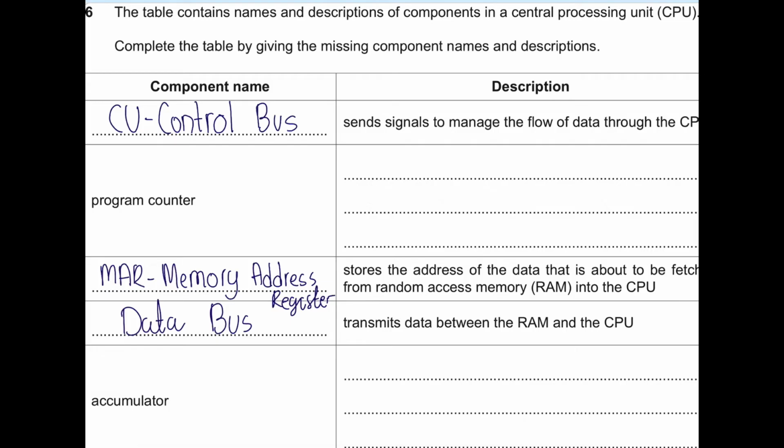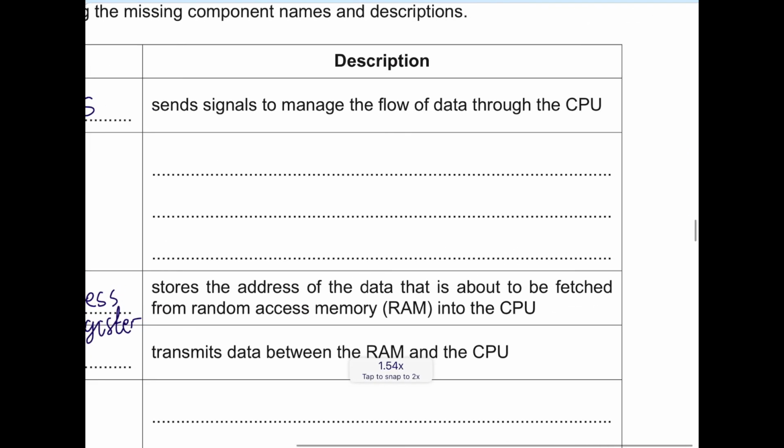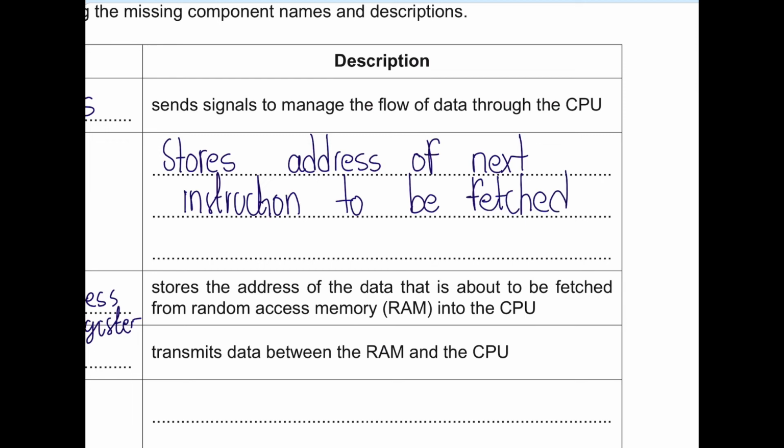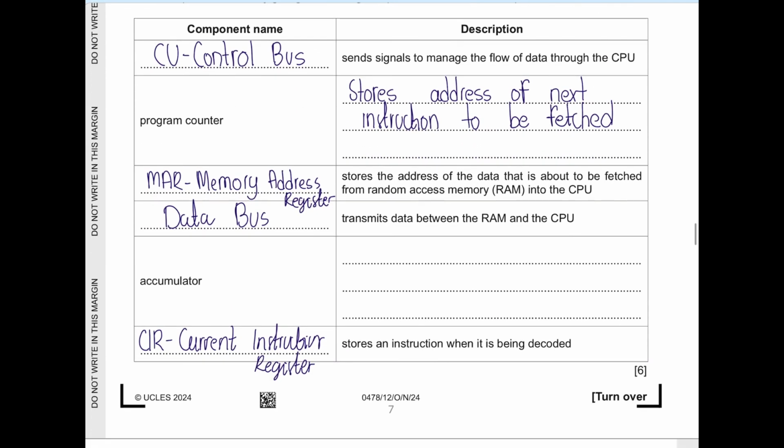After that, it says you define a program counter. What the program counter does is it stores the address of the next instruction to be fetched. It stores the address of the next instruction that has to be fetched. Whenever you want to fetch the next instruction, the address of the next instruction is found in the program counter and will move to the MAR.